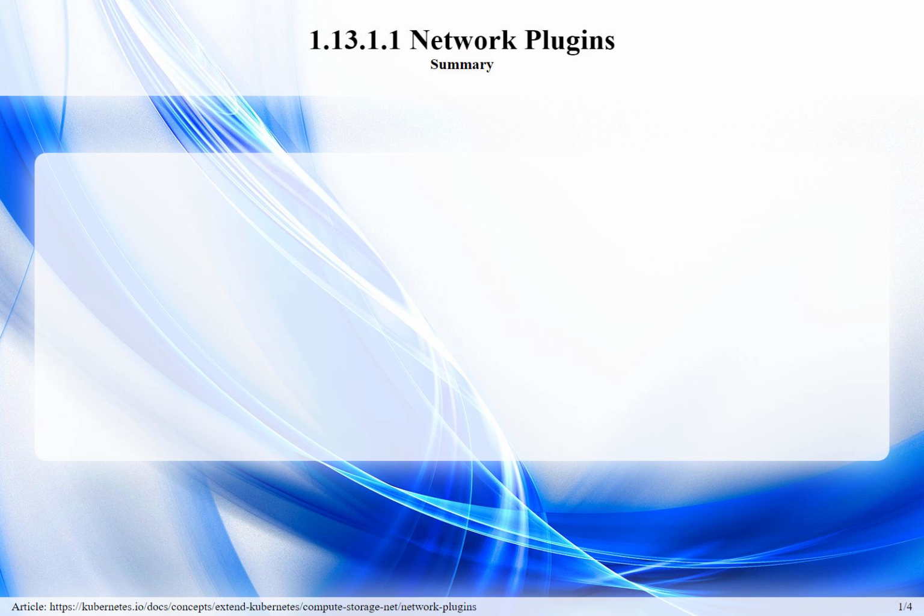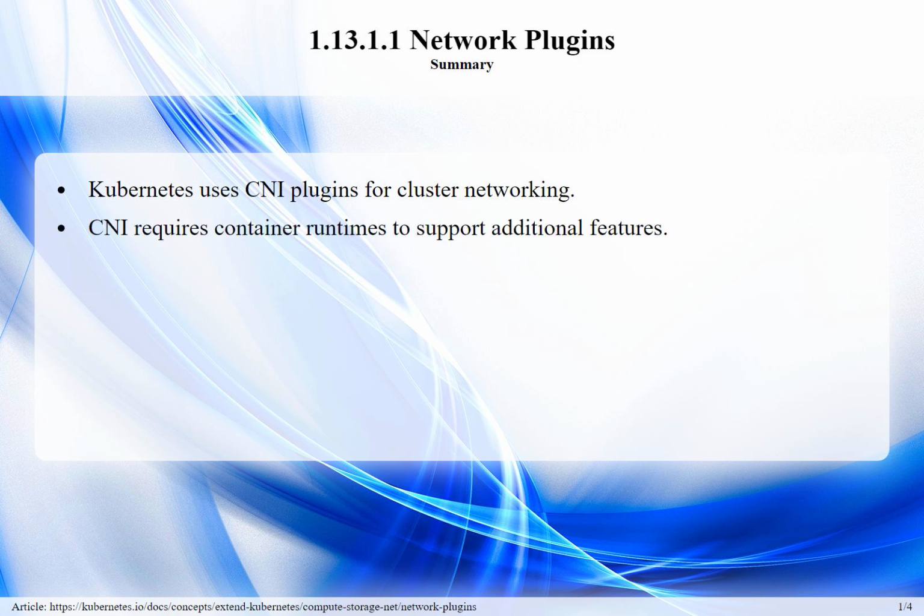Summary. Kubernetes supports CNI plugins for networking from version 1.3 onwards. You must choose a compatible CNI plugin for your cluster, following the Kubernetes network model and specific CNI specification versions. Container runtimes need to load CNI plugins and provide a loopback interface. CNI supports features like host port and traffic shaping, configurable using various plugins.